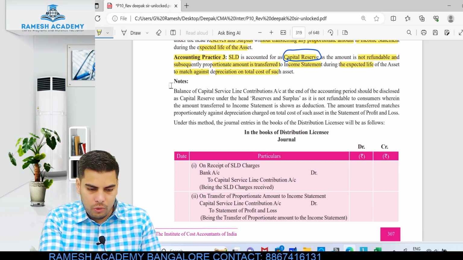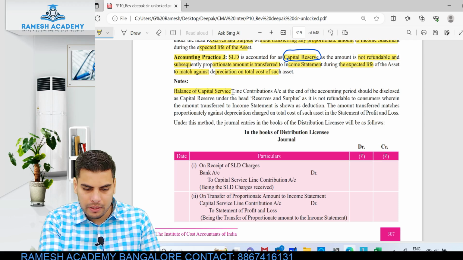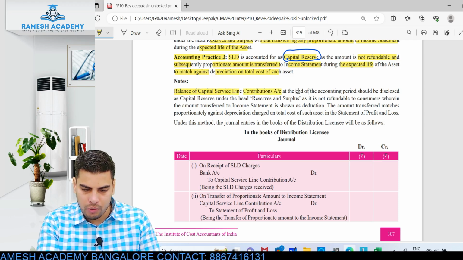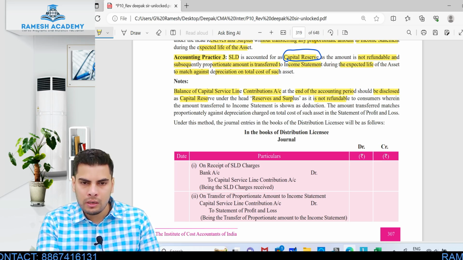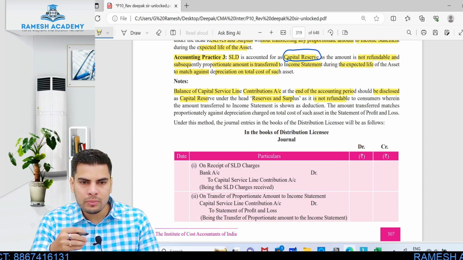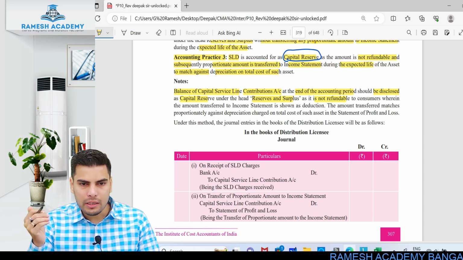So they have given some note, let's just read this. Balance of capital service line contribution account at the end of the accounting period should be disclosed as capital reserve under the head reserves and surplus, as it is not refundable to the consumers, wherein the amount transferred to income statement is shown as deduction. So whatever amount is being transferred to income statement, that will be shown as a deduction. Okay, so you will be showing it as capital reserve under reserves and surplus.